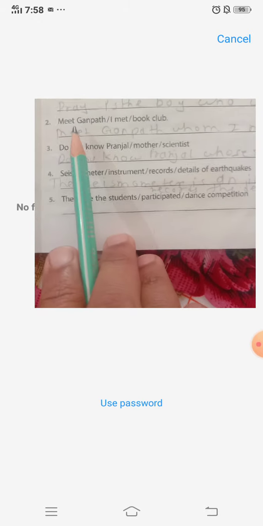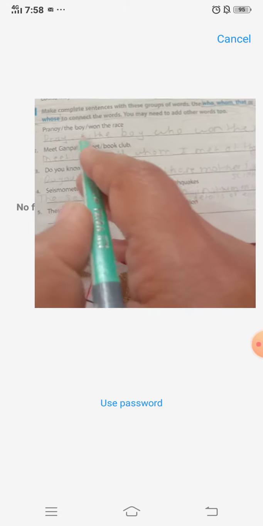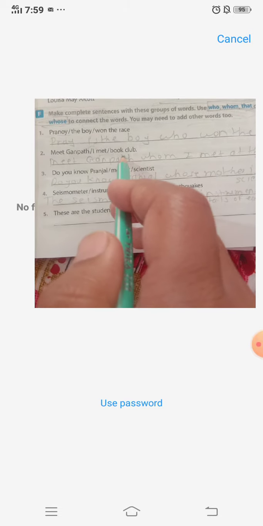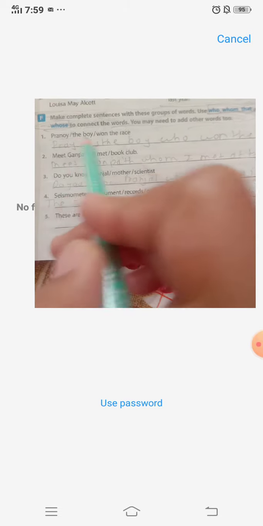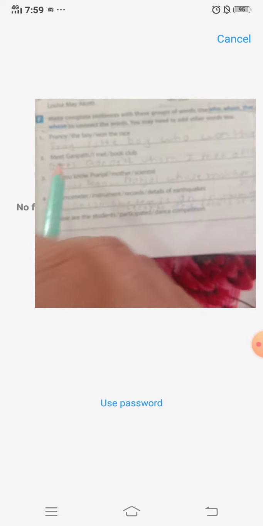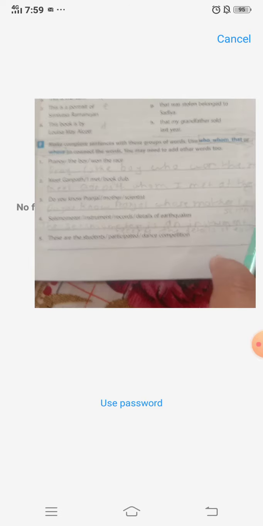Now next. Meet Ganpat. Then the slash means we are going to remove. This is one part. Okay, this is the second part: I met him at the book club. Three things: Ganpat, I met, and where it is, the book club. Meet Ganpat, whom I met at the book club.